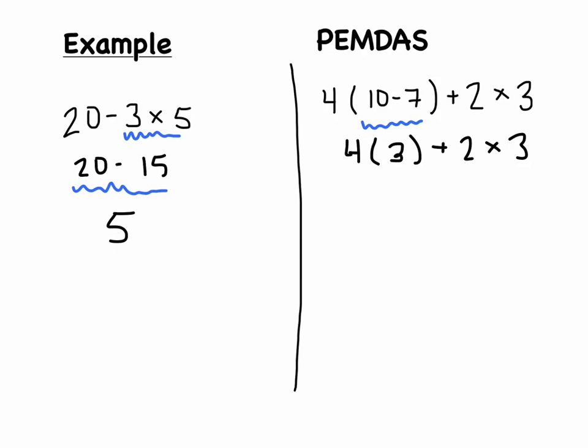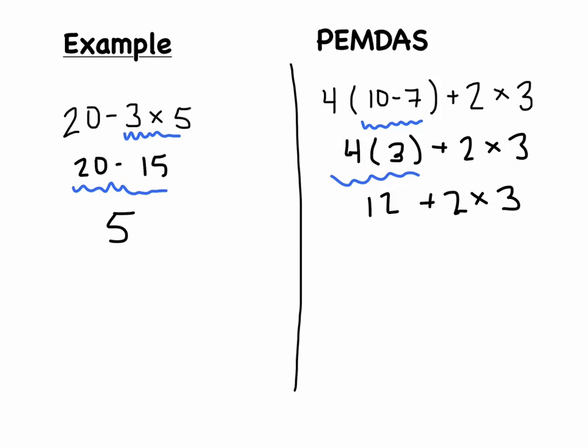We don't have any exponents, and we do have some multiplication. If you notice, we have 4 times 3 right here, and we have 2 times 3 right here. Like I stated before, we work from left to right. So we use the multiplication that's the furthest left first. So we do 4 times 3, which is equal to 12. Rewrite everything, plus 2 times 3.